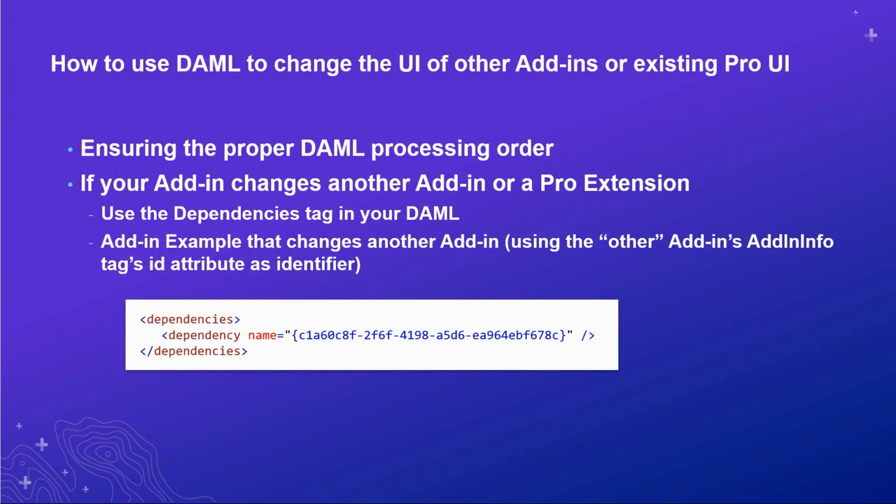As I mentioned before, the DAML is transactional and it's processed in a sequential manner. So in many cases, you will want to make UI changes to elements declared in another DAML. So you have an add-in dependency in this situation. To solve this, you use the dependencies tag in your config.daml. The name attribute of the dependency child element is set to the GUID of the add-in you're depending on.